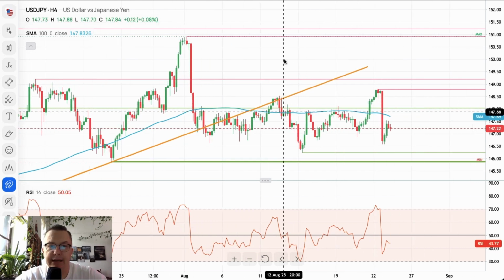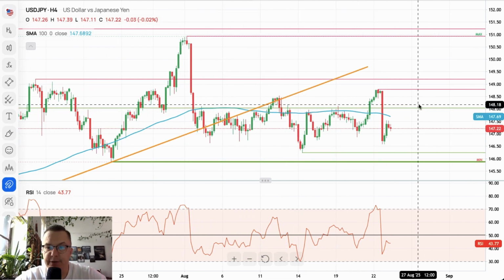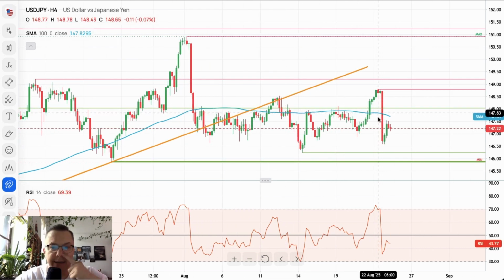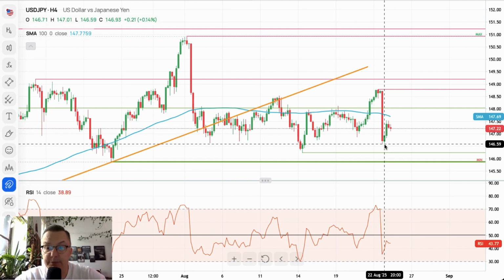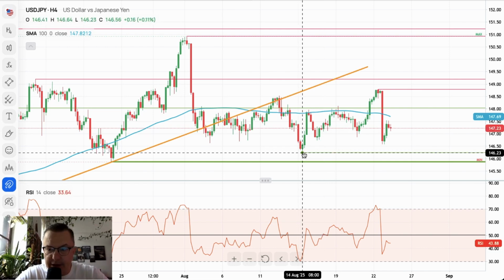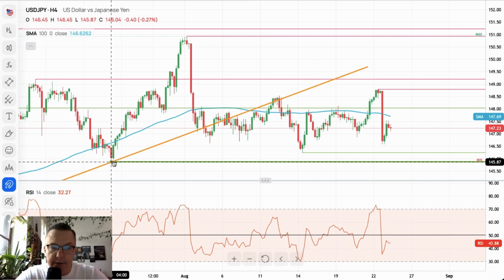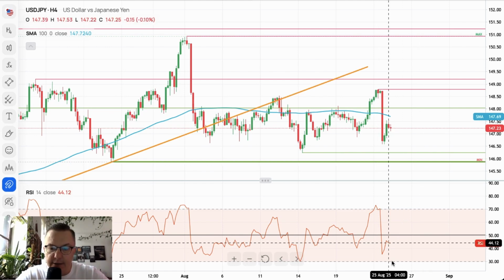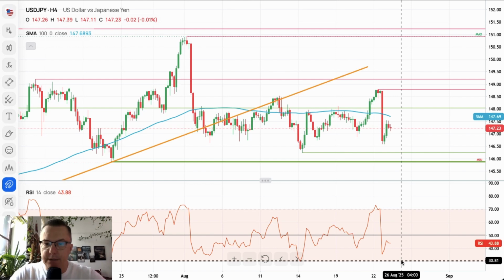Now, on the other hand, US dollar versus the Japanese yen goes down hard again. We went towards the level of 146.59. There is still some room to the downside, as you can see. Technical support at 146.23 might be the next target. Obviously, this level of 145.87 might be the next target, as well as the room on the RSI is pretty big.